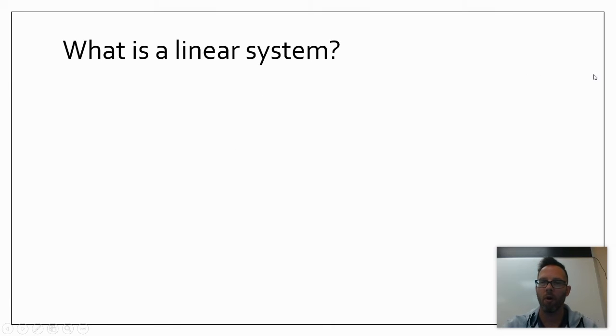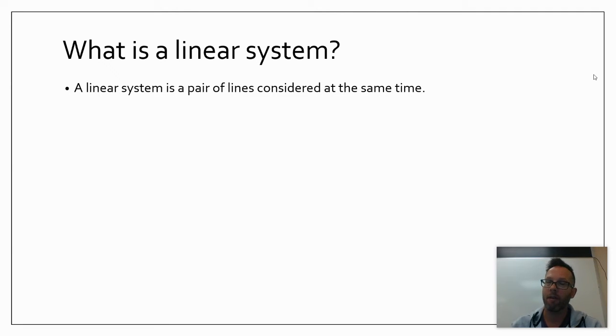So the first question is, well, our lesson is called solving linear systems. So what is a linear system? Well, a linear system is a pair of lines considered at the same time. That's all it is. So it's a system of lines. Now, 99.9% of the time, we're looking at a pair of lines considered at the same time, two lines. You can have systems of more than two lines. You can have a system of 3 or 4 lines, but we're really concerned with two lines.